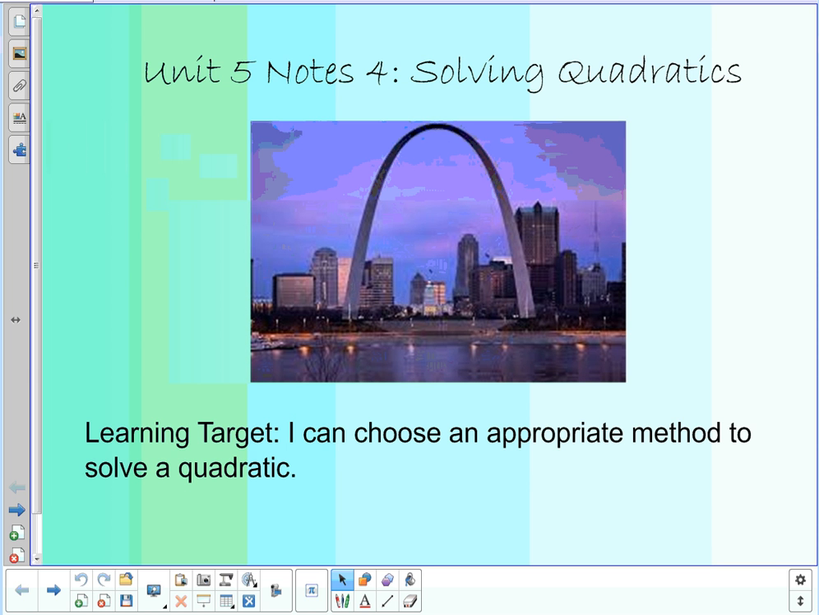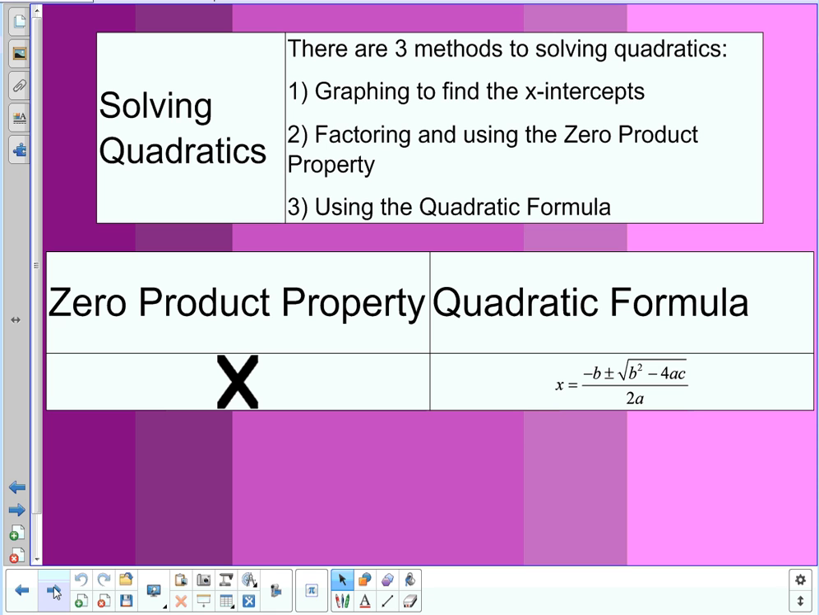So up at the top, we're going to talk about the three different methods that we have to solve quadratics. These are all three methods that we learned in this unit so far. So we've talked about graphing quadratics, and we've talked about factoring quadratics and then using the zero product property. And we've also talked about using the quadratic formula. So here's the pros and cons of each of those methods.